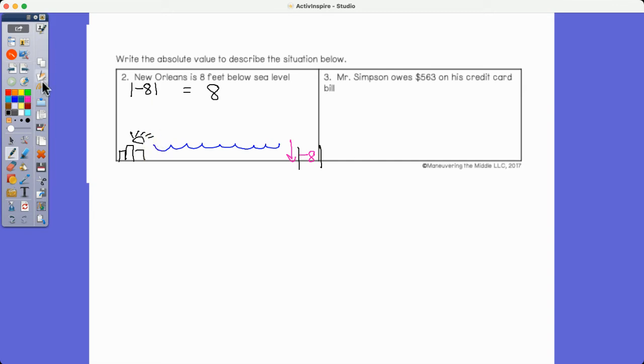It says Mr. Simpson owes money. Owes means it's negative. $563 on his credit card bill. So I need to know, what is the absolute value of -563? Well, how far is negative 563 from 0? The answer is 563. Remember, we never have negative absolute values. They are always positive.